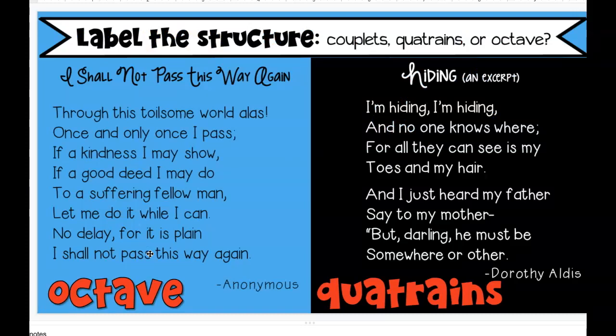So the first one on the left is an octave, and again, we know it's 8 lines. It's called I Shall Not Pass This Way Again. Through this toilsome world at last, once and only once I pass. If a kindness I may show, if a good deed I may do, to a suffering fellow man, let me do it while I can. No delay, for it is plain, I shall not pass the way again. And that's an anonymous. And you can go through and think of all the words that rhyme here.